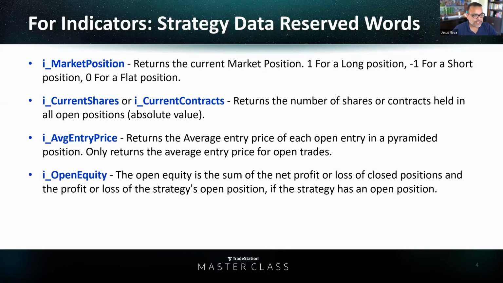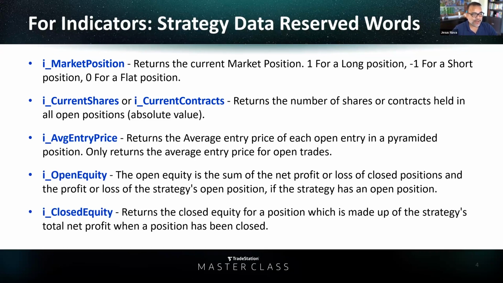So if you want to know the entry price of the last trade, I_AVG entry price, and then you have I_open equity and I_closed equity. Very similar to what we saw on the strategy side, but on the strategy side, we call it open position profit, and then we have net profit. They both give you the same thing. It's just that we need to remember that if we're using these words in an indicator, we have to make sure to use the I_version. Otherwise, we are going to get an error.